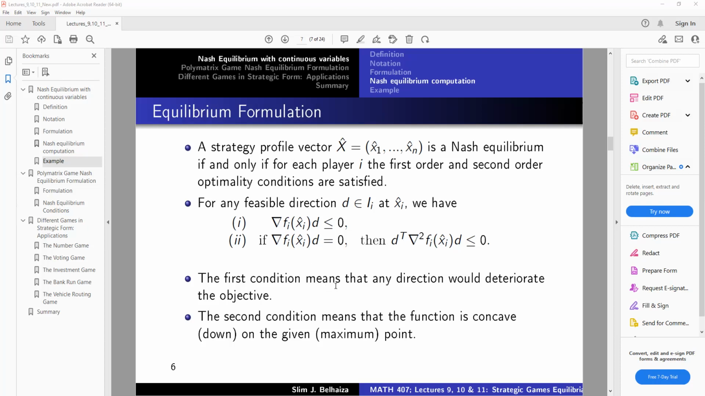The first condition means that any direction would deteriorate the objective. And the second condition means that the function is concave down because we have a maximum point.